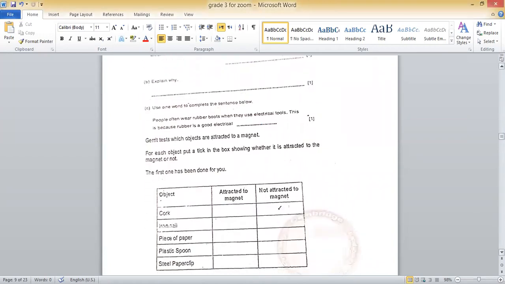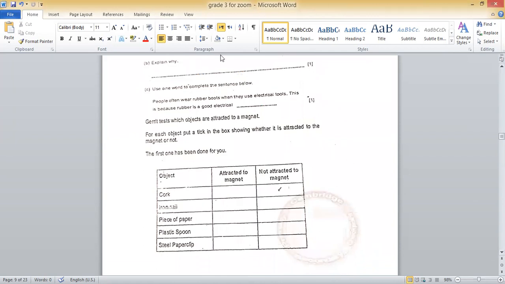Gravity tests which objects are attracted to a magnet. For each object, put a tick in the box showing whether it is attracted to the magnet or not. The first one has been done for you. Iron nail: iron is a magnetic material, attracted to a magnet. Piece of paper: non-magnetic material, not attracted to a magnet. Plastic spoon: plastic is a non-magnetic material, not attracted to a magnet. Steel paper clip: magnetic material, so it will be attracted to a magnet.